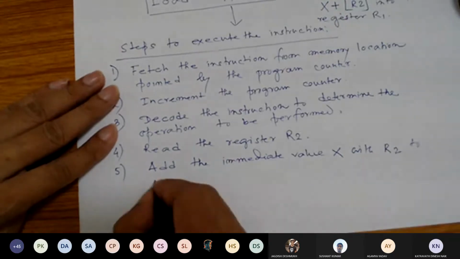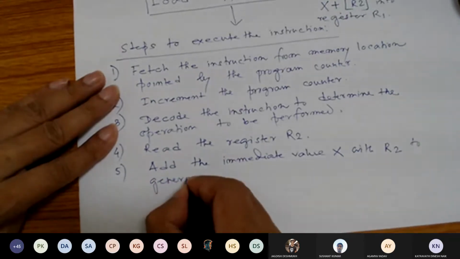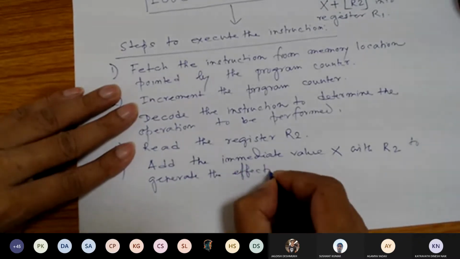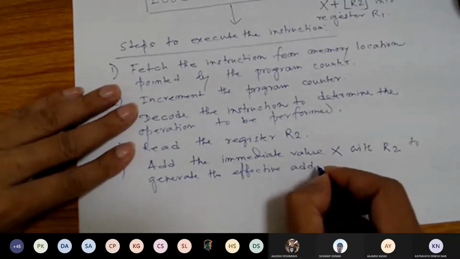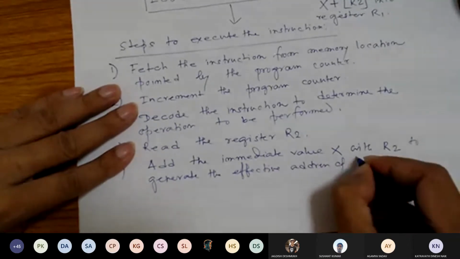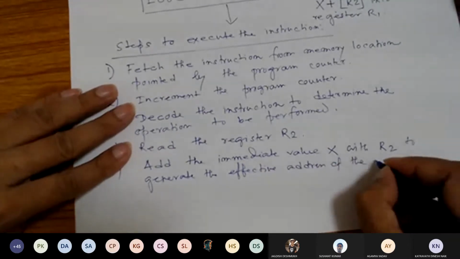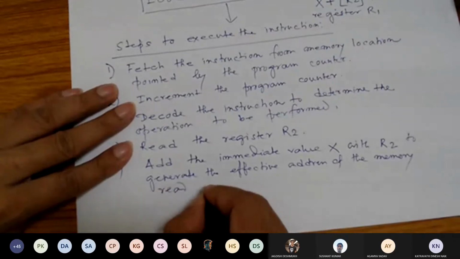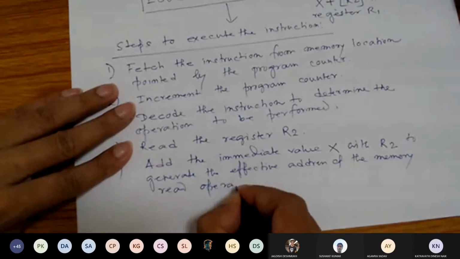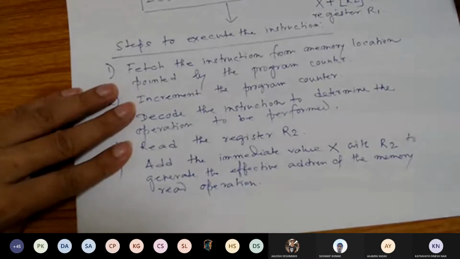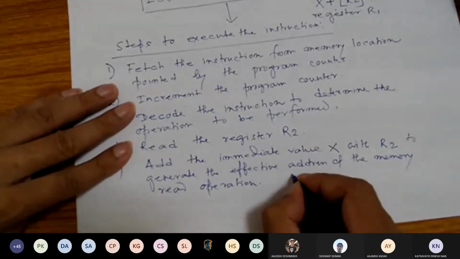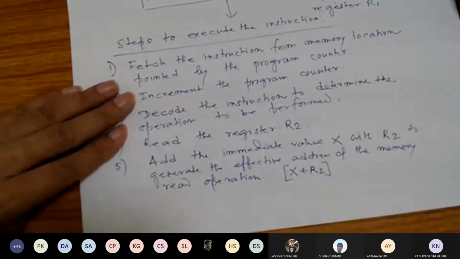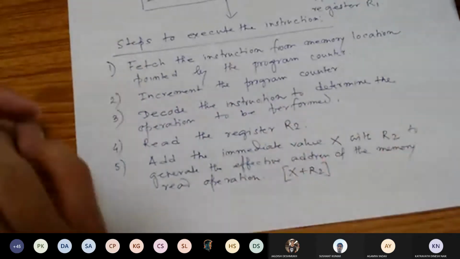To generate the effective address of the memory read operation. That means X plus R2 will be performed. It will be stored temporarily, it will be stored somewhere.